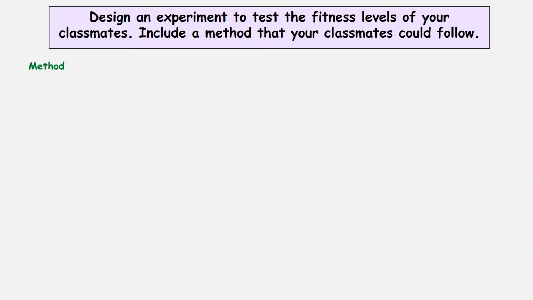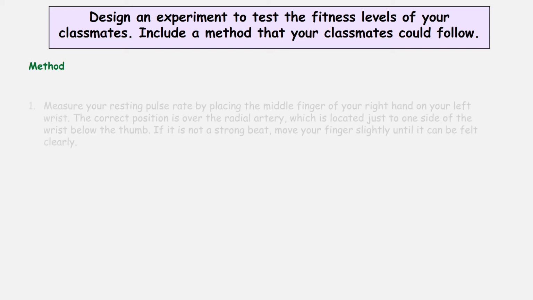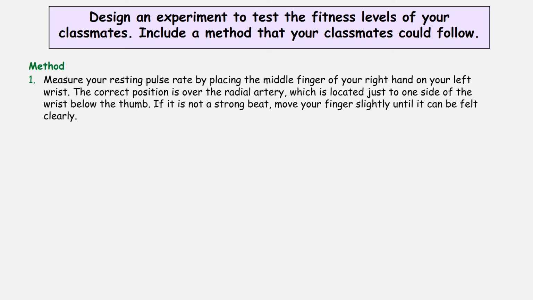Okay, so for designing an experiment to test the fitness levels of your classmates, including a method, there are lots of methods that you could give, but a good one for it is to measure the resting pulse rate. So you can place your middle finger of your right hand on your left wrist, for instance, and once you get the artery, you can obviously take a reading. If it's not a strong beat, then you can move your fingers slightly until you can clearly feel it.